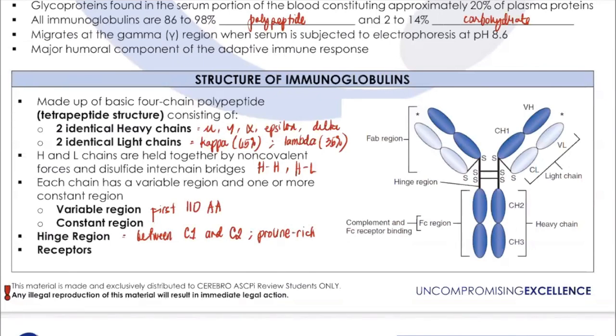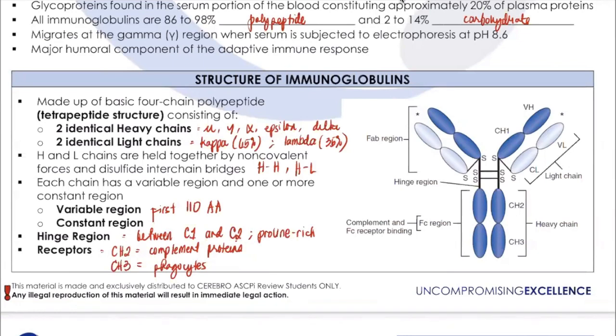Okay? Then of course, our antibodies also have receptors. The receptors in the CH2, the constant region 2, this is where we could find the receptors for complement proteins. And in the constant region 3, this is where we could find receptors for phagocytes. Obviously, our CH2 and CH3 are now part of the Fc region. So that is the complement and Fc receptor binding region of our immunoglobulin.